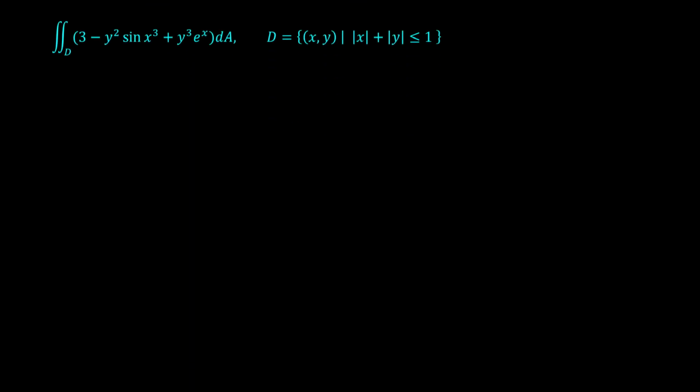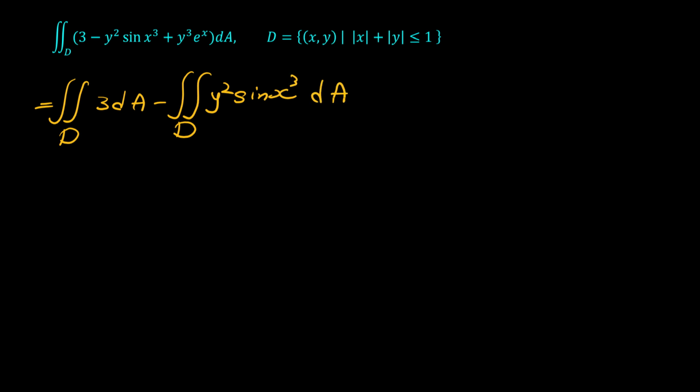Now look at this example. What is the double integral of the function 3 minus y2 sine of x to the 3 plus y3 e to the x dA over this region D? First, let me write this double integral in the form of three integrals. Double integral of 3 dA minus double integral of the function y2 sine of x to the 3 dA plus double integral of the function y3 e to the x dA. Probably you know the reason why I am doing this.